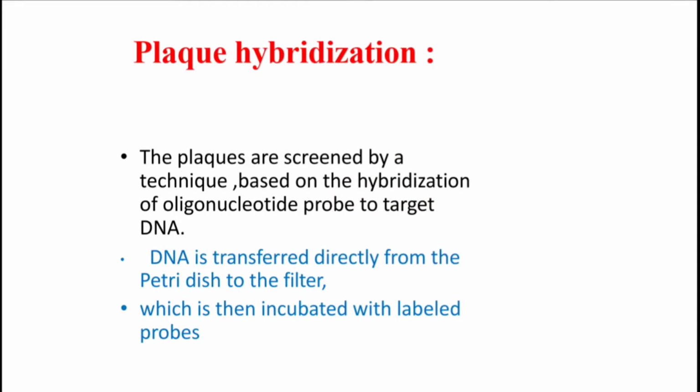Next technique is plaque hybridization. What is plaque hybridization? The plaques are screened by a technique which is based on the hybridization of an oligonucleotide probe to the target DNA. The DNA is transferred directly from the petri dish to the filter, which is then incubated with labeled probes. Probes are used which are labeled in nature.